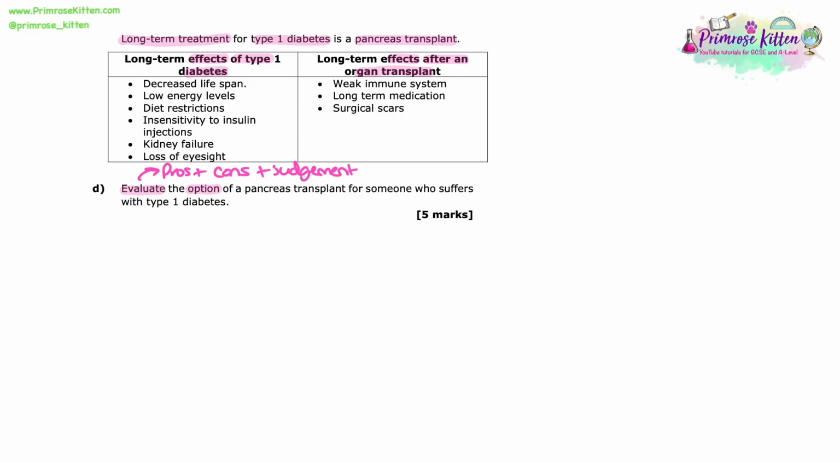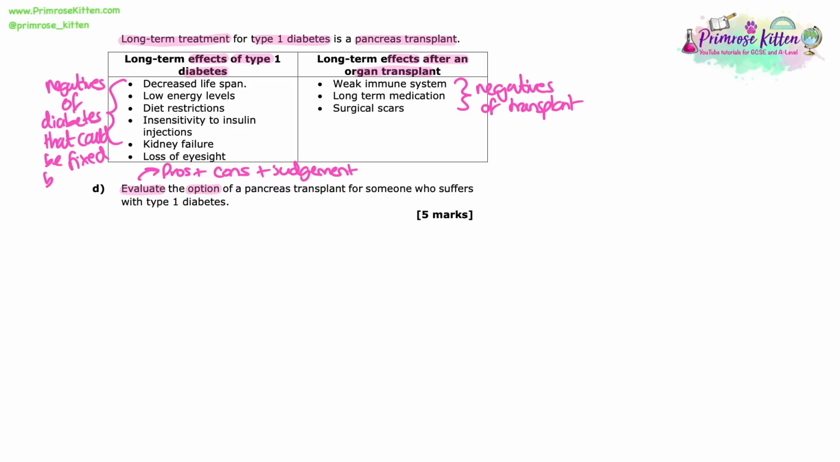So we're going to evaluate pros and cons or risks in here. We've got a list of negative effects, or cons, of having a transplant. And then all the things in this other column are long-term effects of having type 1 diabetes. So they're the negatives of having diabetes, which we could flip around and turn into positives, reasons why you would need an organ transplant. What can the organ transplant do to decrease these? This is often common with an evaluate question: not just the information we're being given here, but we need to use our knowledge as well.